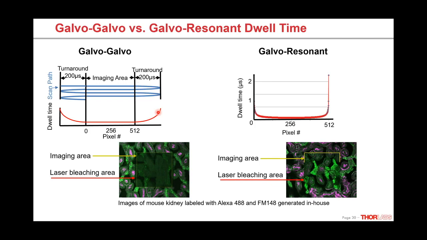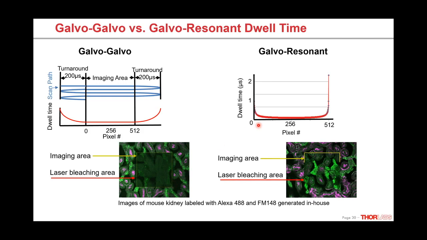In this image, I bleached a sample on purpose, and this yellow box here represents the area I was imaging. Now, if you look closely, you can see that the bleached area actually extends outward on either side of the box and actually appears to get worse. This is because of the galvos turning around outside of the field of view.